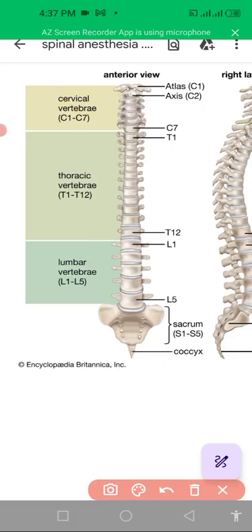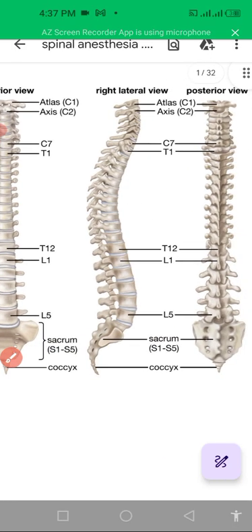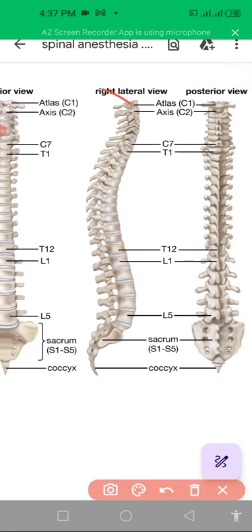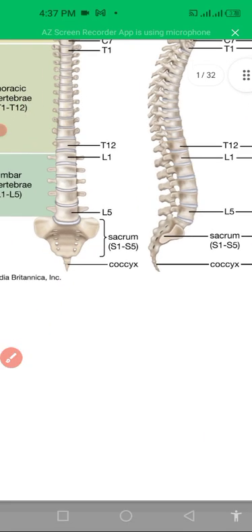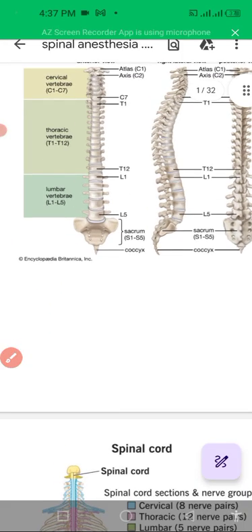So laterally we can see there is atlas C1, axis C2, and the cervical and thoracic vertebrae that start from here up to here, and then start the lumbar vertebrae. So the important thing that we have to memorize is that for lumbar puncture or for spinal anesthesia we have to insert the needle at the L4 L5 region. So it is the landmark which is the best for performing a spinal tap.